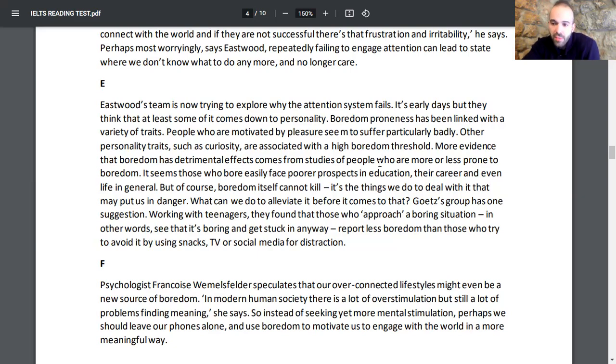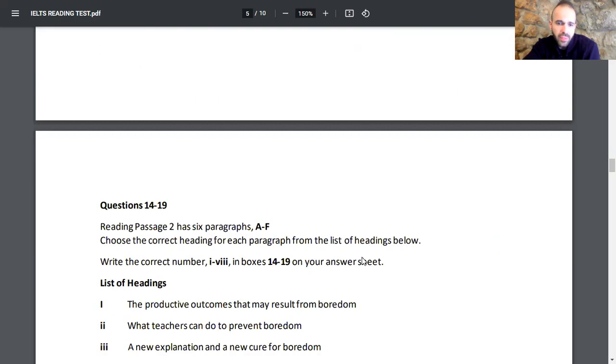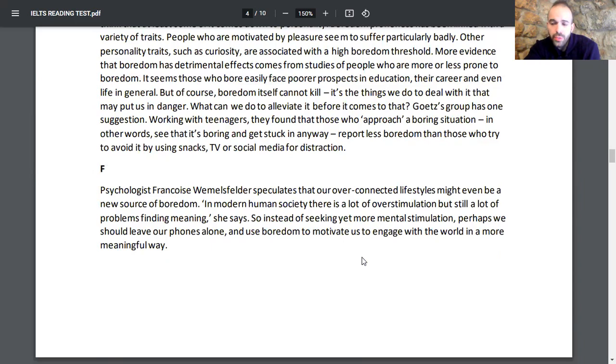Now, if you move to paragraph F, the author discusses psychologist François Wemmels's view. So he discusses François' view when he said exactly that our connected lifestyles might even be a new sort of boredom. Okay, so when he said a new sort of boredom, what is the meaning of that? So we need less mental stimulation, not more.